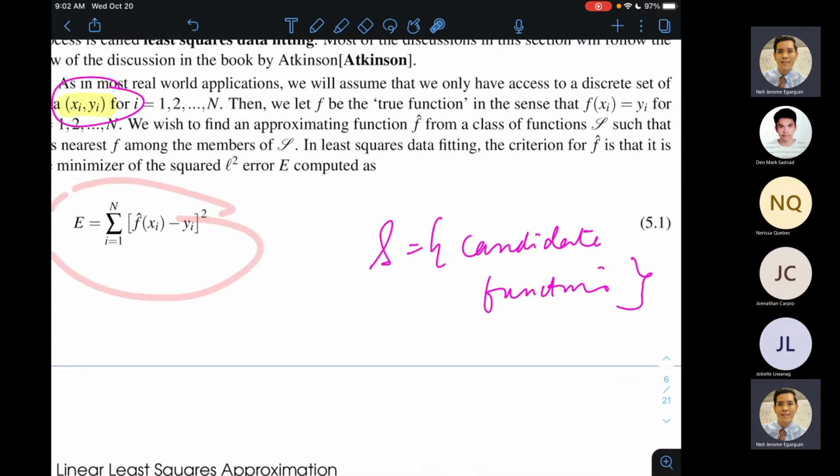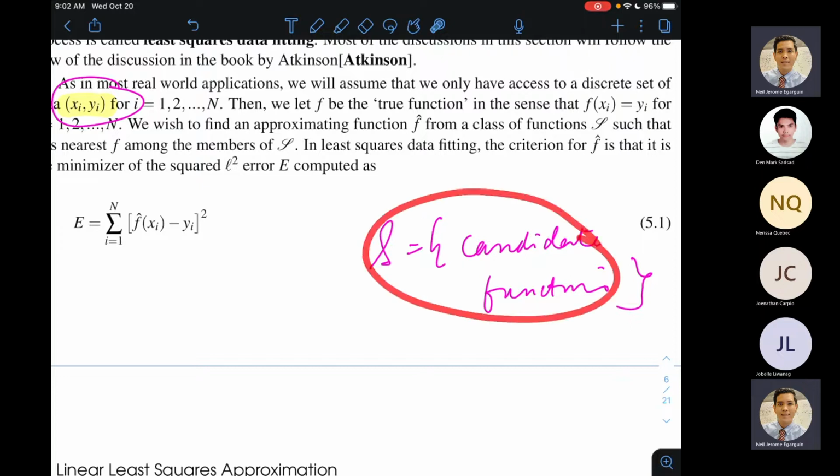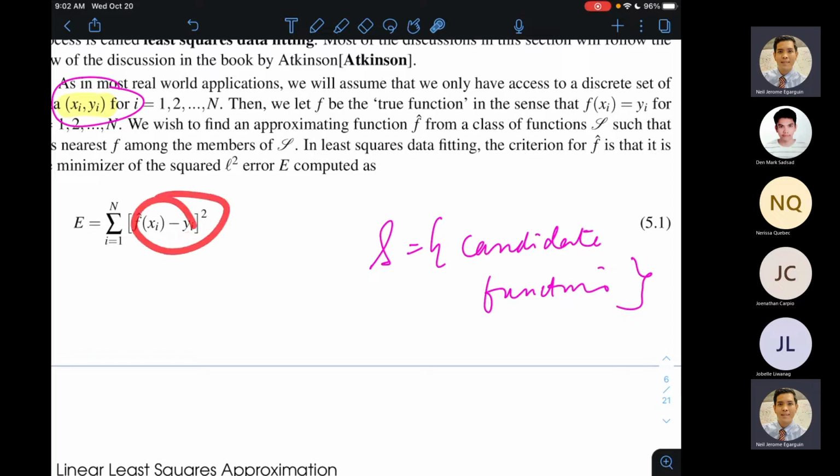Ano ba yung E? E ay yung least squares error. Siya yung squared errors. So kung makikita nyo, si f of x ay siya yung function value dun sa mga candidate functions S minus the given y value from the data set. Square mo lang yung difference nila and take the sum. And you will see that we are minimizing the sum. So sort of, we are treating error in a global fashion.